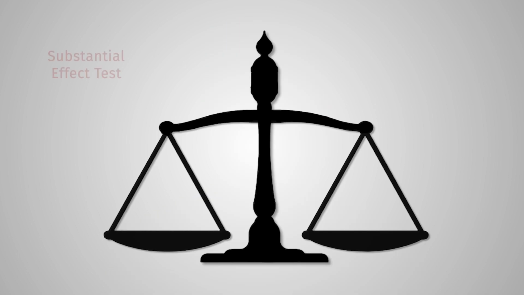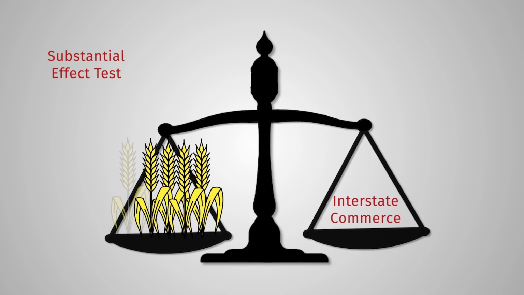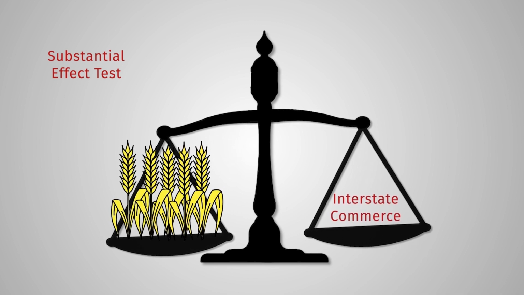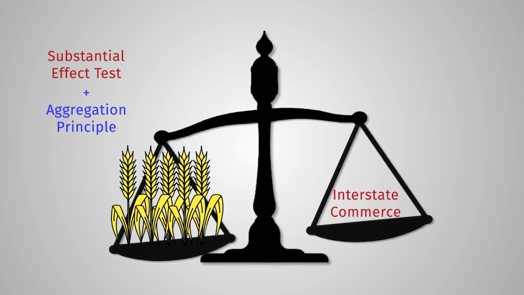We know that at least one member of the court, Justice Robert Jackson, initially favored abandoning all judicial scrutiny of the scope of Congress's commerce power. But even the New Deal court was not prepared to take such a momentous step. Instead, it further expanded the substantial effects test. Even if Filburn's small amount of locally consumed wheat did not itself have a substantial effect on interstate commerce, when all of the locally consumed wheat nationwide is considered together, in the aggregate, it has a substantial effect on interstate commerce. This doctrine is known as the aggregation principle.